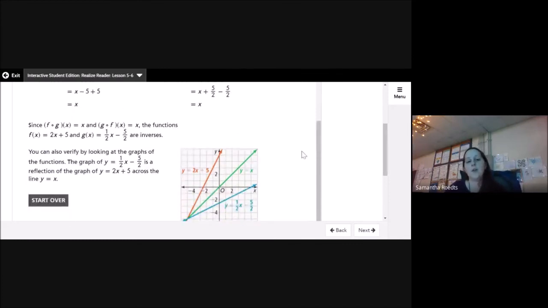You can also verify by looking at the graphs of the functions. The graph of y equals 1/2 x minus 5 halves is a reflection of the graph of y equals 2x plus 5 across the line y equals x.